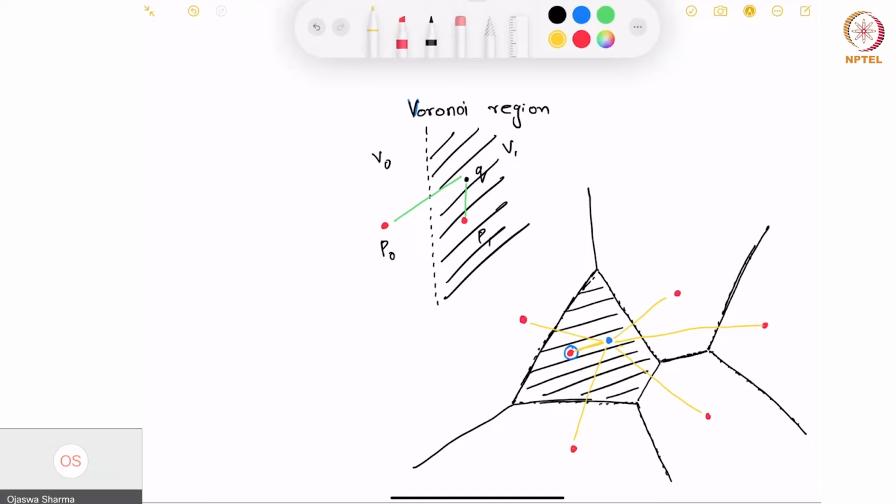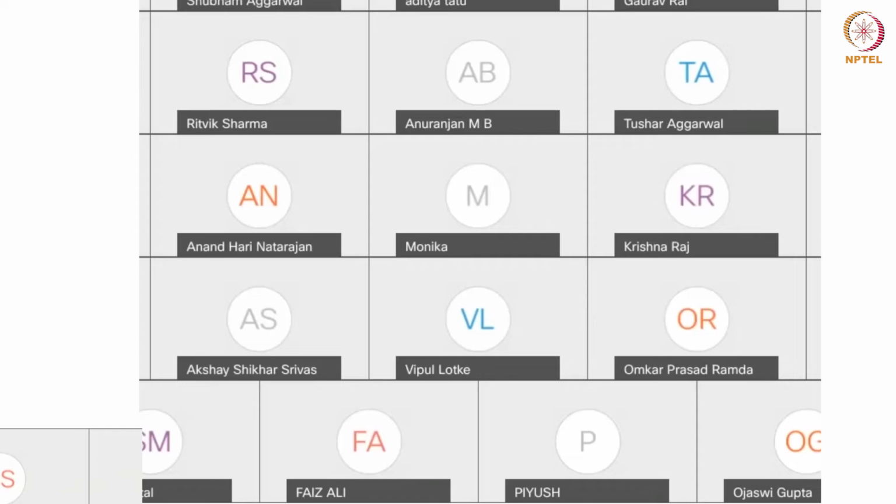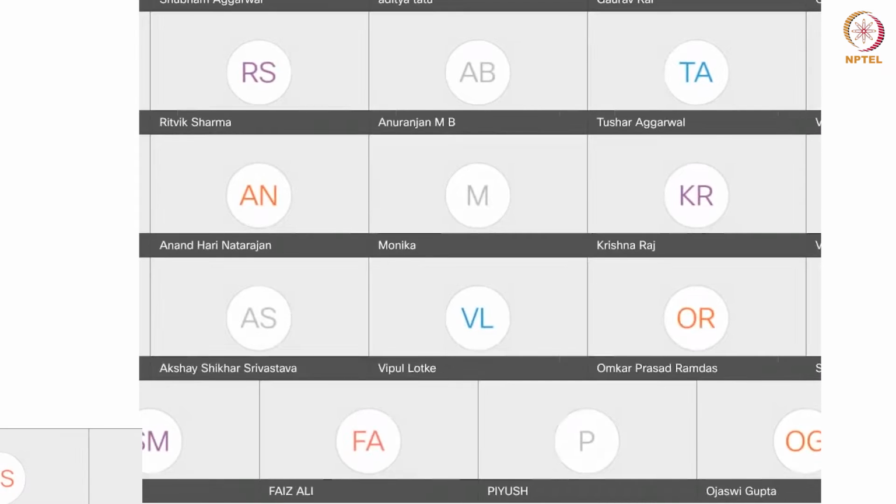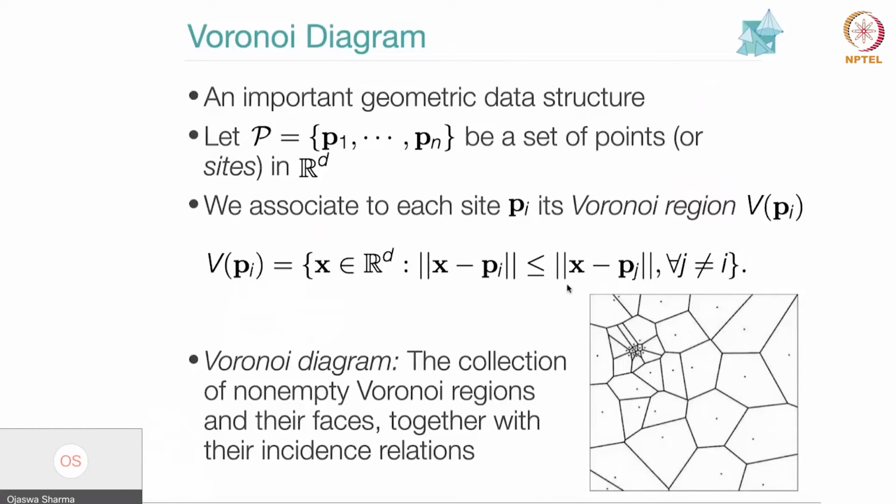And this is what I wrote on that slide. Let's go back to that. Right. So we associate to each site Pi its Voronoi region VPi, such that any point in that Voronoi region is closer to Pi than it is to any other seed point. I hope that is clear now. Any quick questions on that?